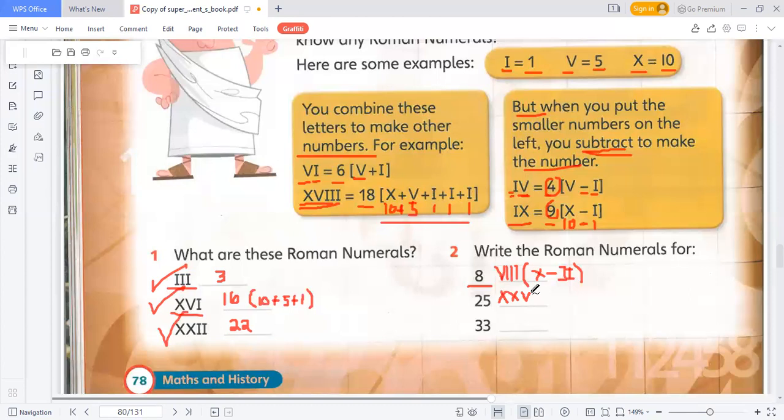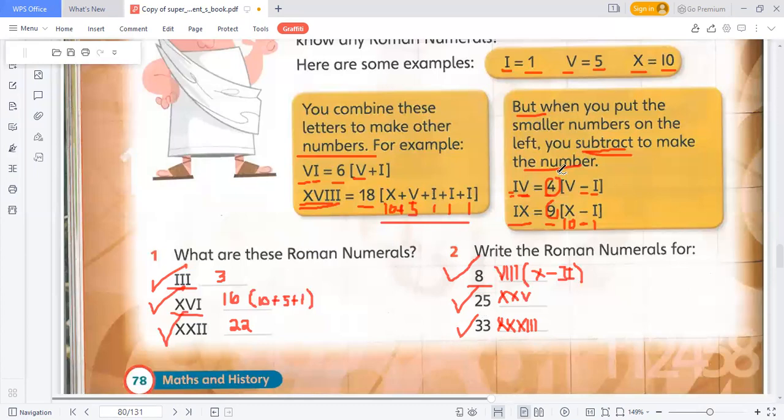Okay. Next one is 33. Triple X, right? Yes, triple X and triple I. Wow, that is very great. Okay, good job. I guess you already know how to write Roman numerals correctly. Wow, I'm so proud of you.